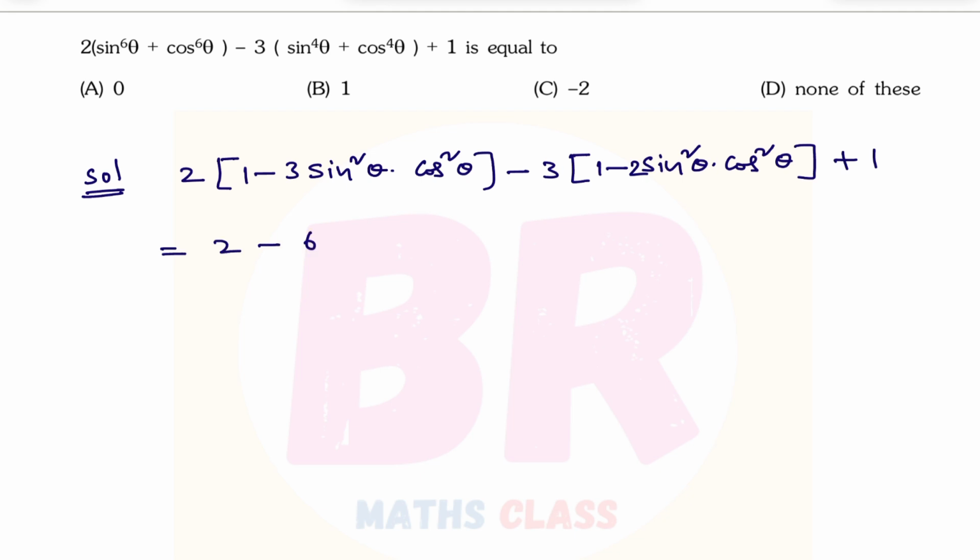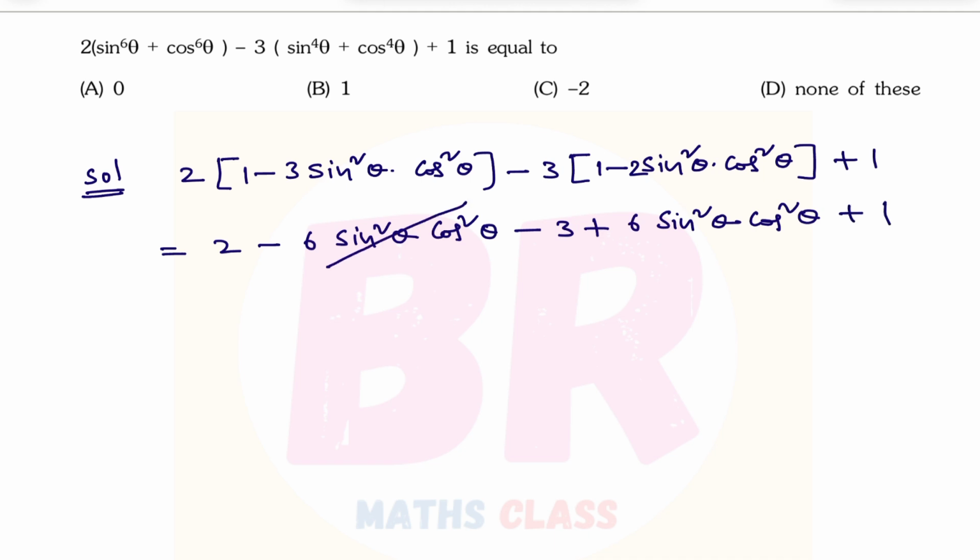2 minus 6 times sin square theta into cos square theta, multiply here, minus 3 plus 6 times sin square theta into cos square theta plus 1. Minus 6 sin square theta cos square theta plus 6 sin square theta cos square theta will get cancelled. What is remaining? 2 minus 3, that is minus 1. Minus 1 plus 1 is 0. So its answer is 0. In the options, 0 is there? Yes. So option A is the right option.